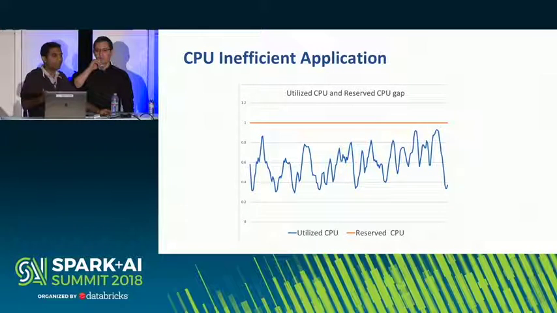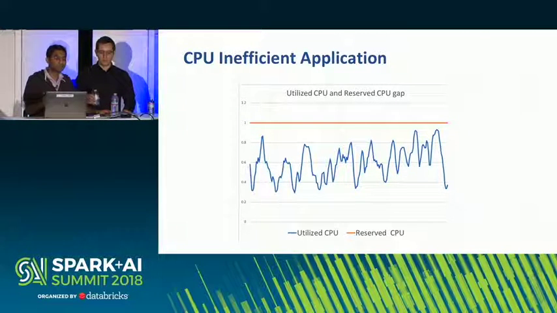So for a CPU inefficient application like this, this is how your graph of utilized CPU and reserved CPU will look like. We can see there is a significant gap between these two, and that's how you are reserving a bunch of CPU but not utilizing them.